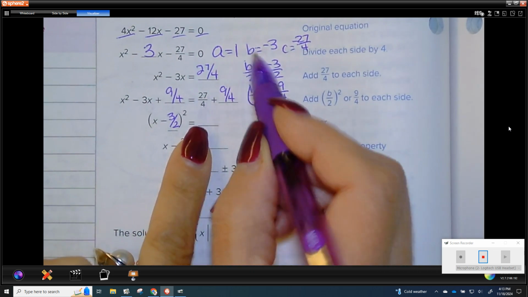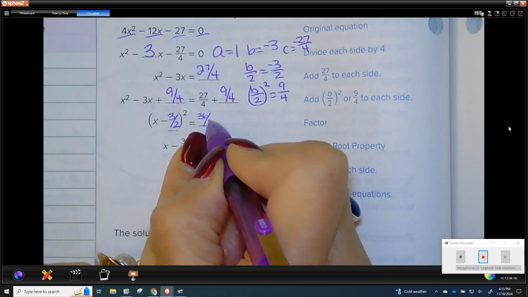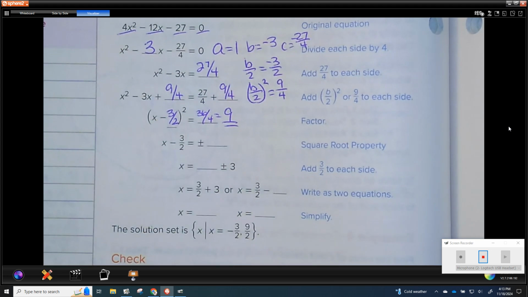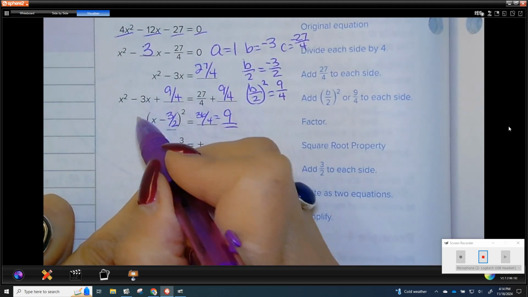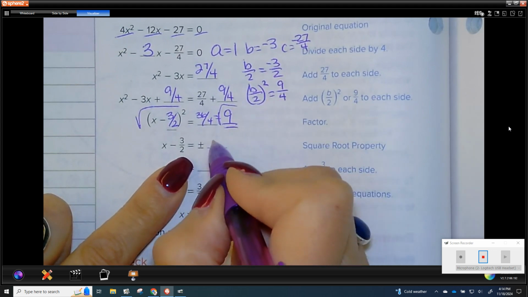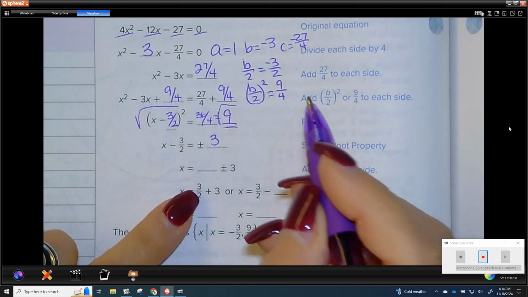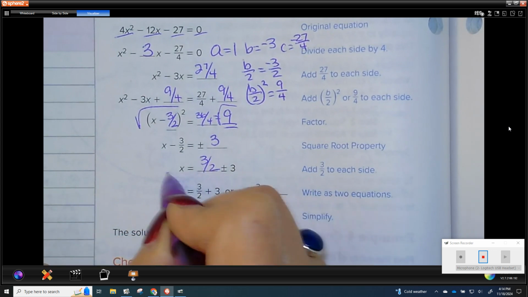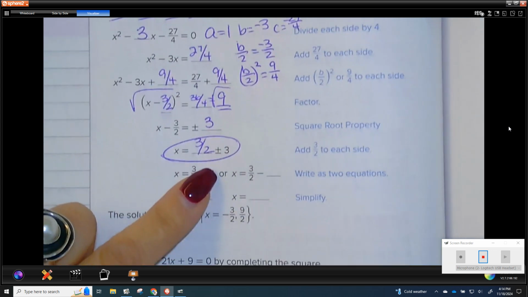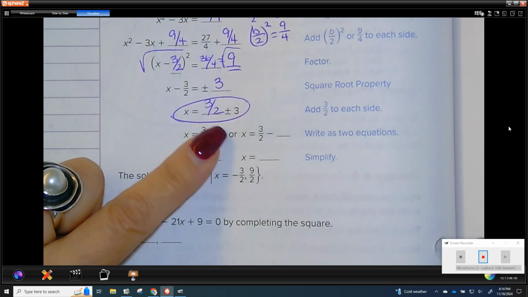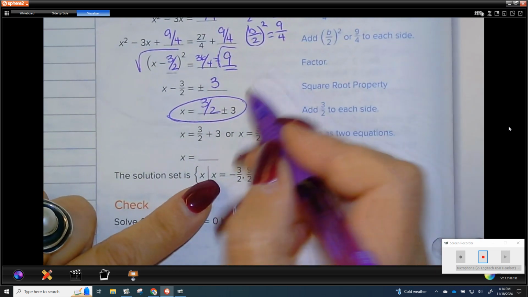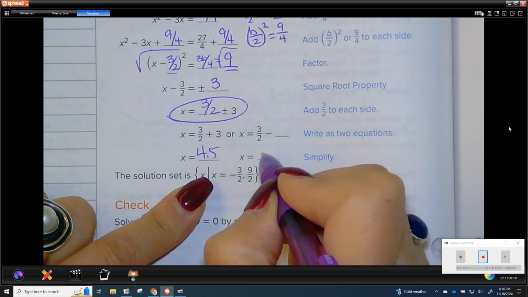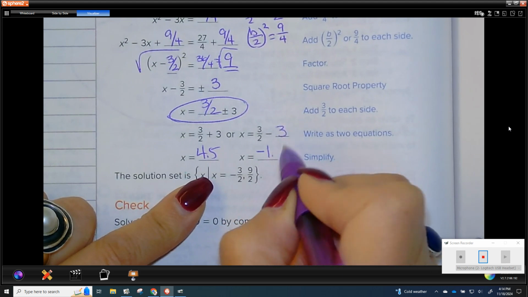27 plus 9 is 36. 36 divided by 4 is 9. So see, our fraction worked out. So we get square root, plus or minus 3 is the square root of 9, and then move the 3 halves. So 3 halves plus and minus 3. Now that is a fraction, but it does work out to be rational because 3 halves is 1.5. So you have 1.5 plus 3 and 1.5 minus 3, which is negative 1.5. So those are your two answers.